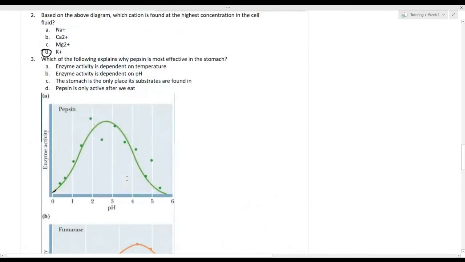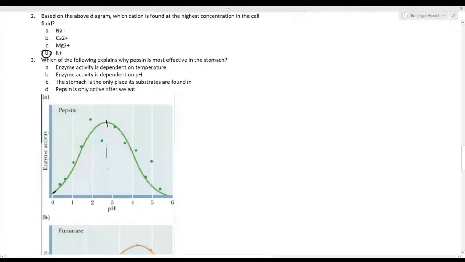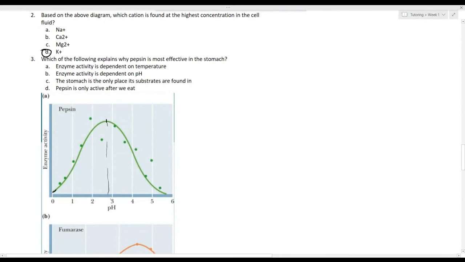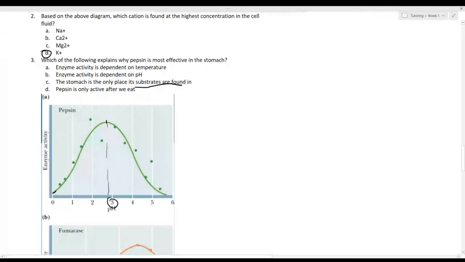Okay, so compare that to pepsin, which is what we've been talking about. Same graph, except we notice the optimum pH is 3-ish. I'm going to call it 3 just for convenience. So why is that? The stomach is not the only place that substrates are found in, right? Because pepsin is a digestive enzyme. As it goes down, the food is in our esophagus, it's in our stomach, intestines, all that stuff.